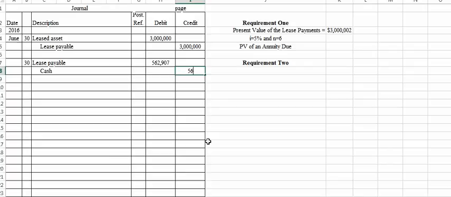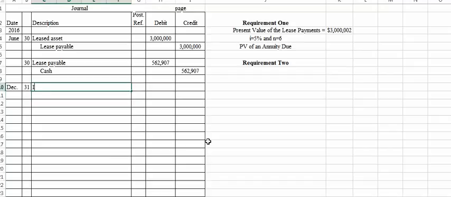No interest is involved in this journal entry because no time has passed since the lease was drawn up. The only other entry associated with the lease payable that will occur this year would be on December 31st. When the other payment is made, we know we're going to credit cash for the $562,907.